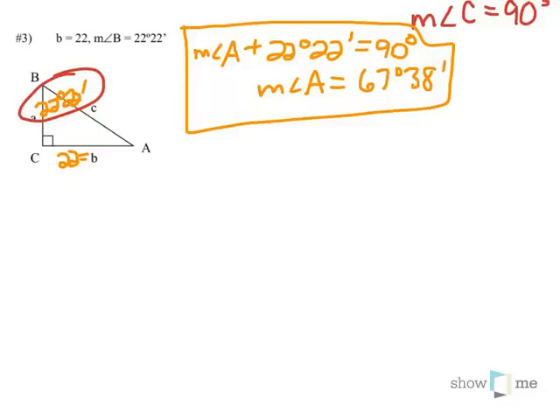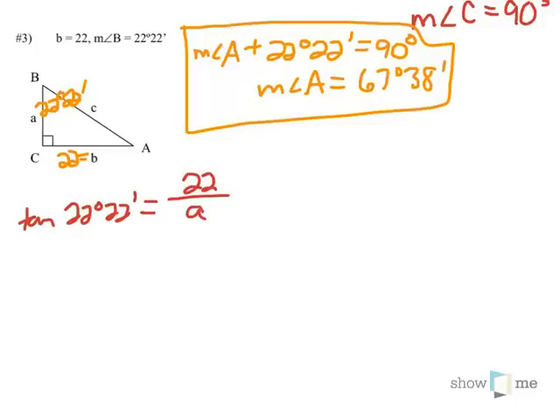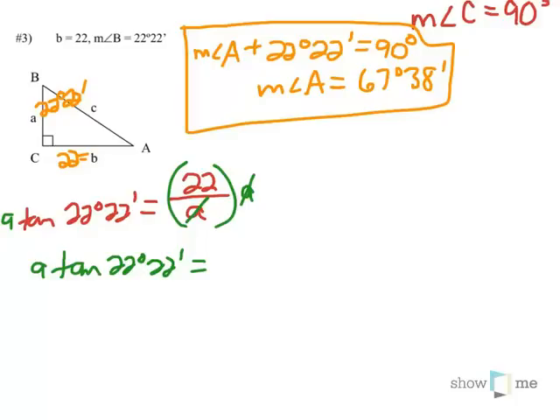Tangent of 22 degrees 22 minutes equals the opposite leg over the adjacent leg. If you multiply both sides by A, that breaks this fraction apart on the right. We're trying to get A by itself. On the left, we get A tangent 22 degrees 22 minutes. On the right, if you divide something by itself, which is what the A's are doing there, you get 1. 22 times 1 is 22. To get A by itself completely, we divide both sides by what's attached to the A. A is attached to tangent by multiplication, so we divide both sides by tangent of 22 degrees 22 minutes.